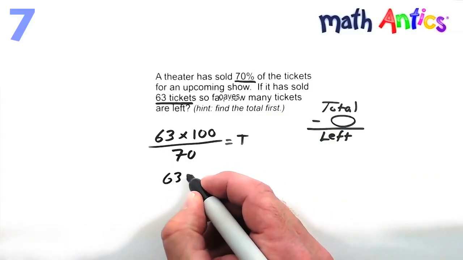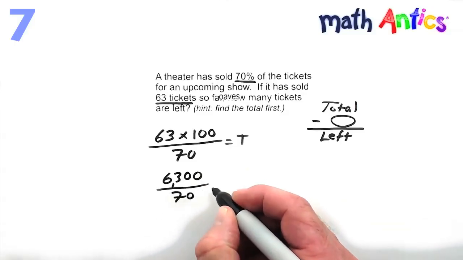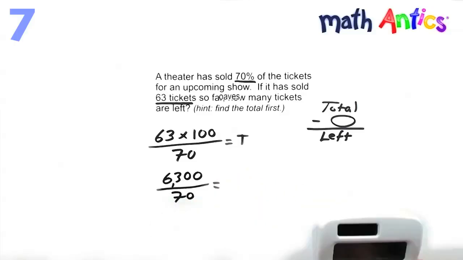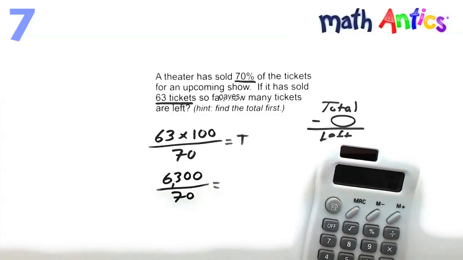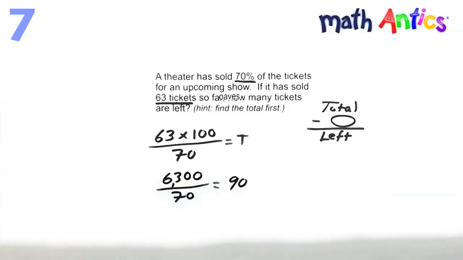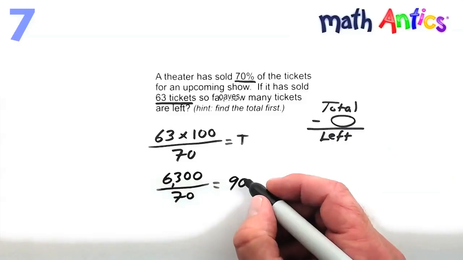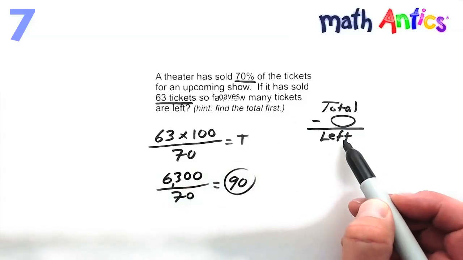So let's do that on top. 63 times 100 is 6,300 divided by 70. And let's use our calculator to find that quotient here. Let's go 6300 divided by 70. And that gives us 90. Okay, so we know that the total number of tickets is 90, but that's not the final answer. We need to find how many tickets are left.